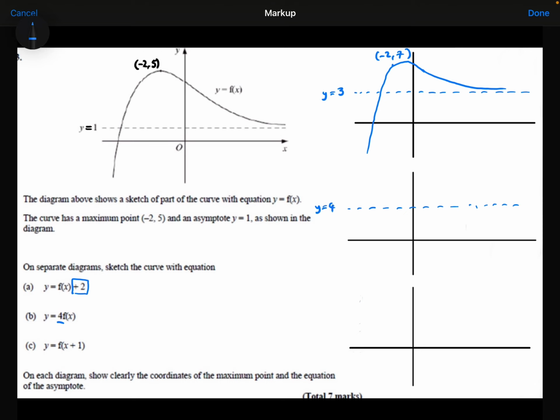The maximum was the coordinate (-2, 5). It's now going to be (-2, 20), because we're timesing that y coordinate by 4. So that means all of the points get stretched out a lot more because they're all being timesed by 4. And it will look something like this.